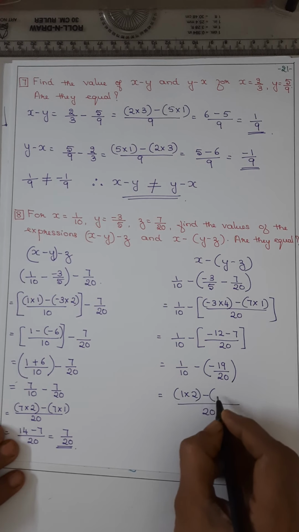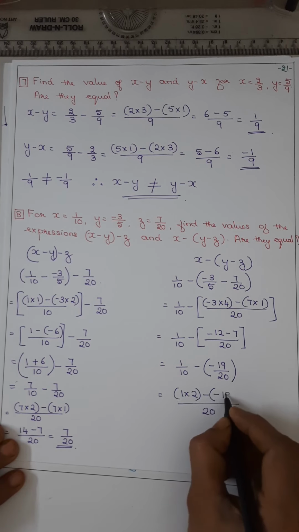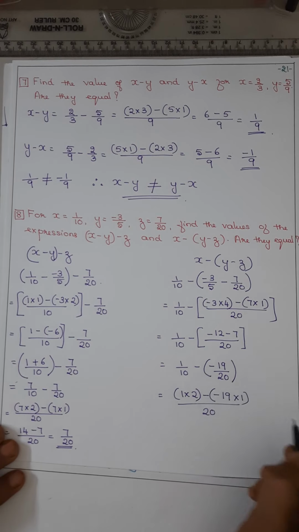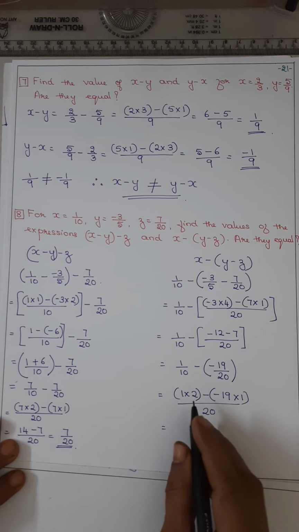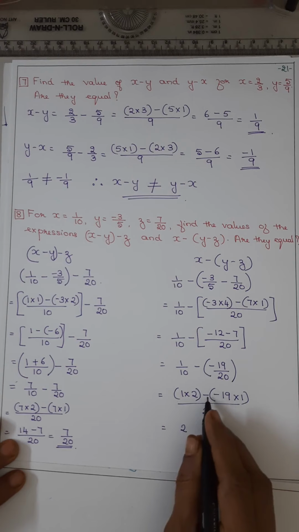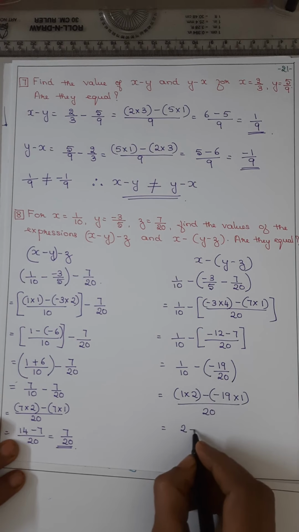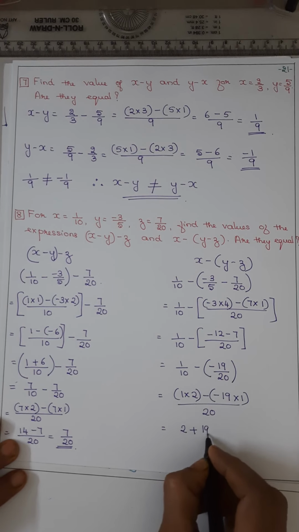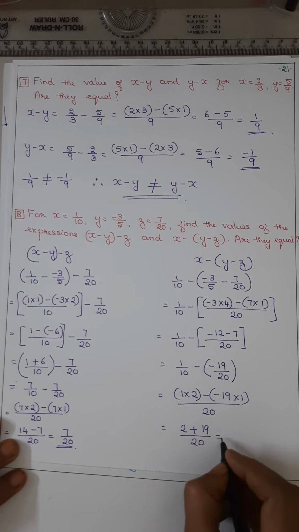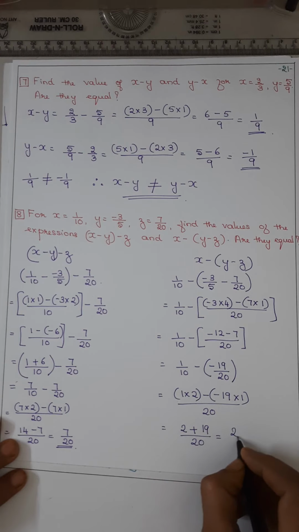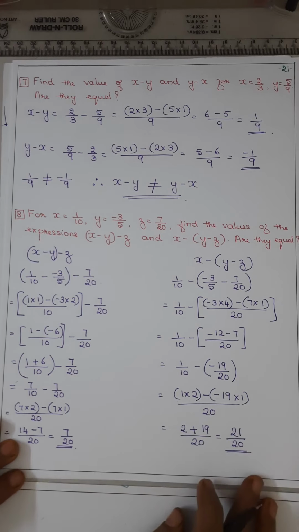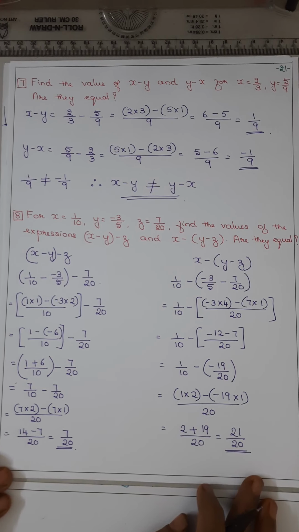minus bracket minus 19, 2 1s are. Now 2 1s are, it is 2 minus of minus plus 19 upon 20. Now 19 plus 2 is 21 upon 20. So now you got 21 upon 20.